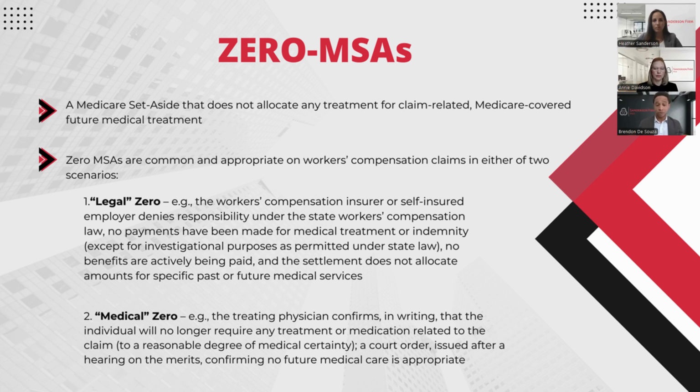We also have legal zeros, where the person is injured and may actually need medical care, but the employer and the carrier is not legally responsible under state law to pay for that individual's claim-related Medicare-covered care. We typically see this in situations where, for example, maybe there's a statute of limitations argument, and let's say it's a work comp claim and the injured worker waited 10 years to file their claim. Sure, the person is still injured and they need medical care, but under that state law, the employer or the carrier is not responsible for funding an MSA. And so in that case, an MSA would be zero.